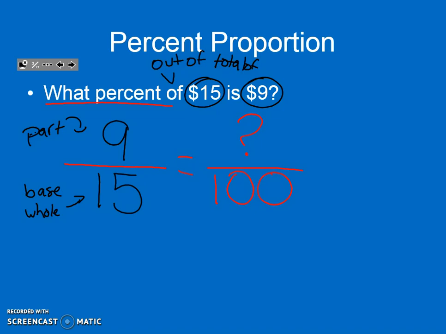So out of a total of $15, we know that that is my whole, because it is out of a total of $15, is $9. So the 9 has to be my part. So what we want to do now is focus on what we have learned from RP3A, our ratio tables. Now, ask yourself, is there a way that I can go from 15 to 100?